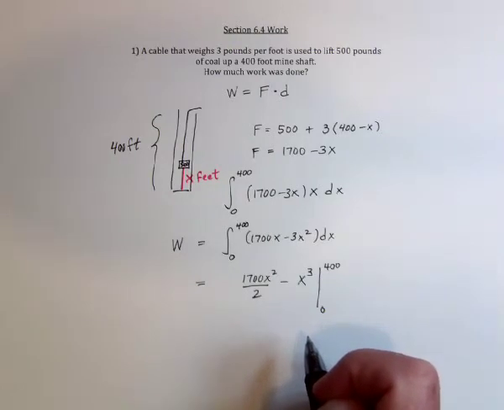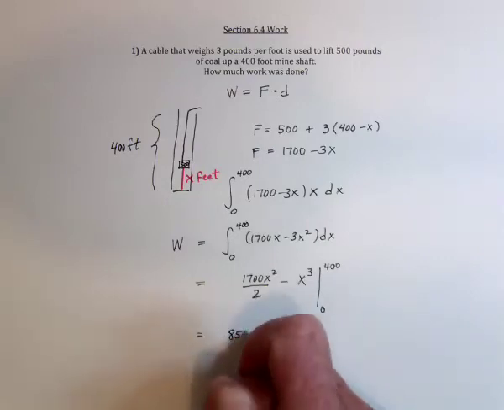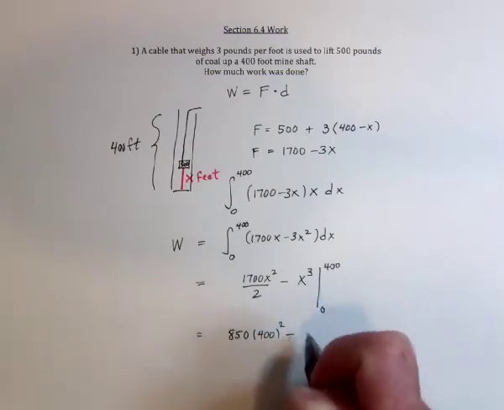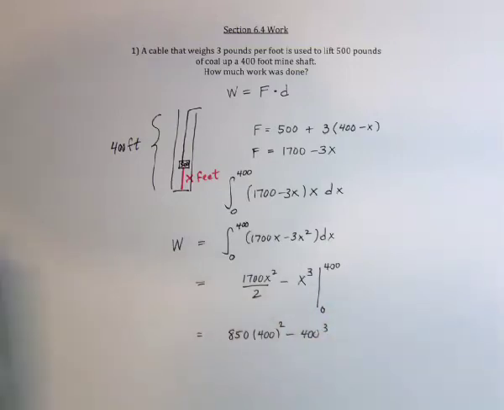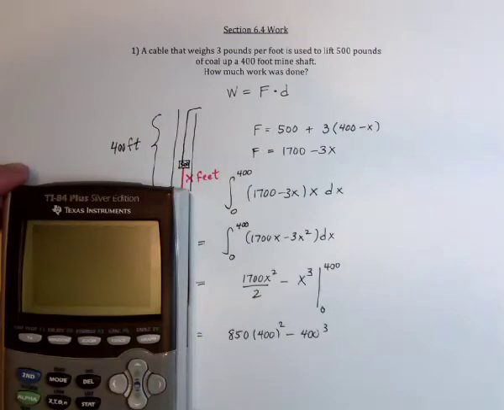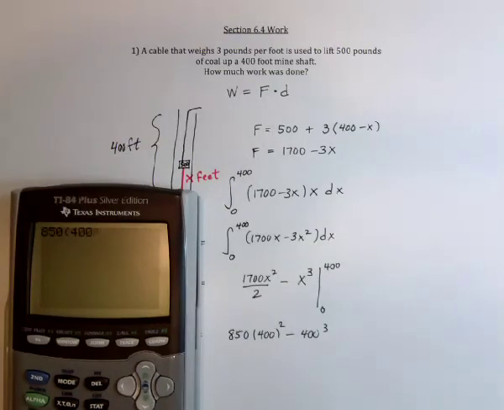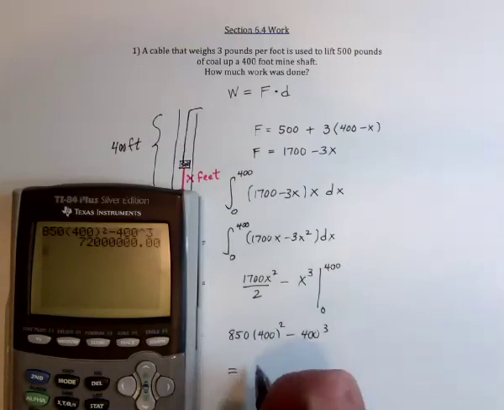And the 0 is not going to contribute anything to this. We just need to know how much is 850 times 400 squared minus 400 cubed. 850 times 400 squared minus 400 cubed is a lot. Don't try that at home.